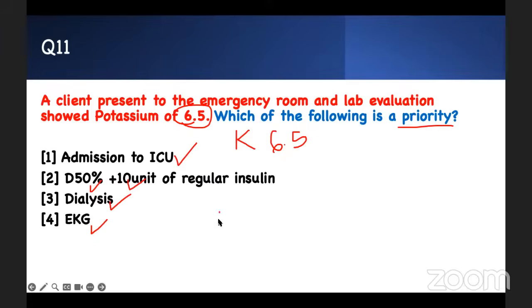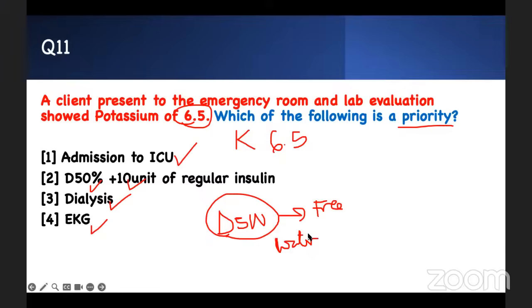What do you mean by free water? Free water is dextrose, D5W. This is free water. Sugar in water, or just regular water. D5W is free water, or just regular water we drink. So D5 free water is the same as D5W or regular water.